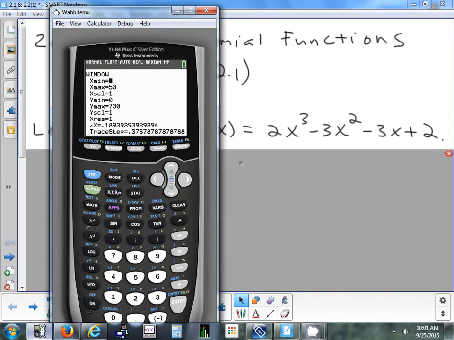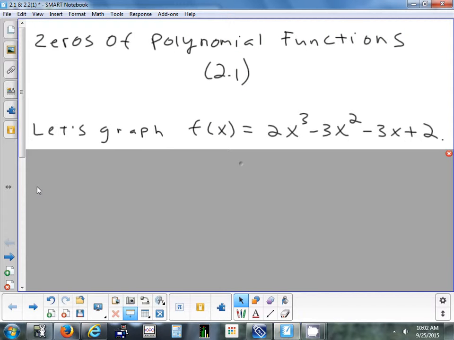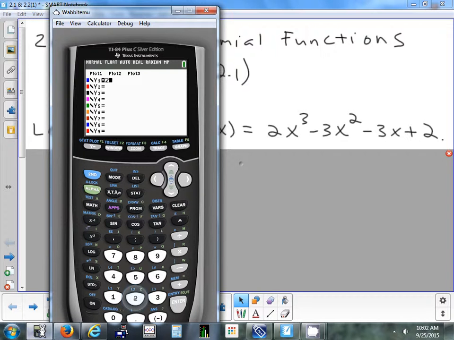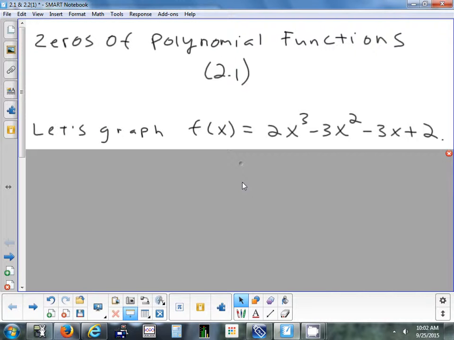All right, so first thing is let's take a look at this graph. Just type it in and see what it looks like: 2x cubed minus 3x squared minus 3x plus 2. Before I even graph it, what I want to do is look at the highest exponent in this equation. It happens to be on the first term, and the highest exponent is a 3.